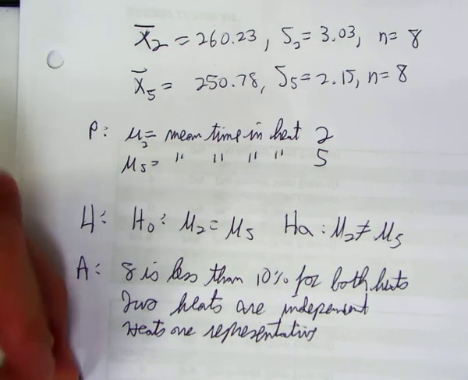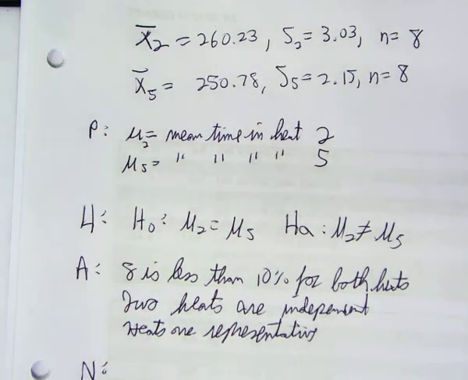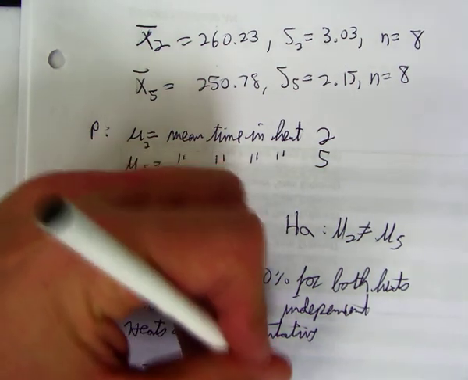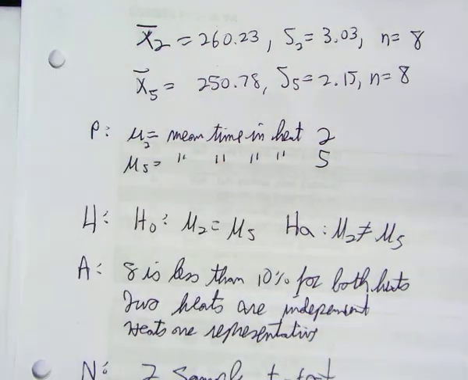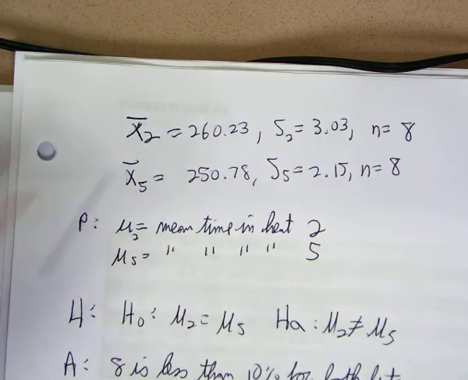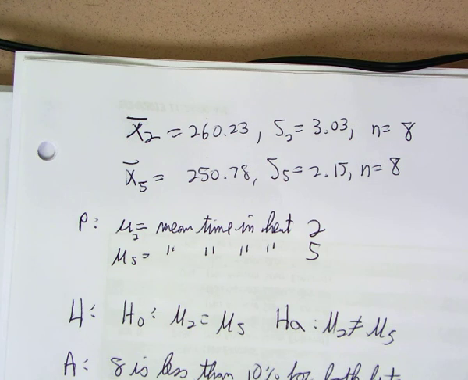Okay. Name the test. Okay. This is a 2-sample t-test. Our test statistics and parameters, everything is right there for you. That's what you get copied on your paper. Okay, so that's basically done.